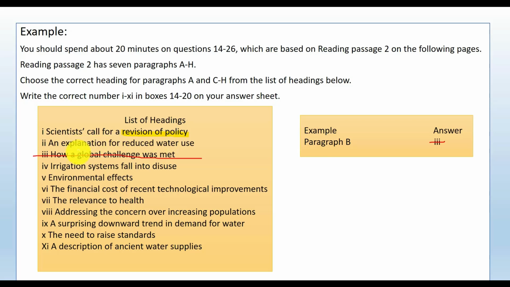Now let's go on to the second one, an explanation. Again, we have explanation for reduced water use. So this is our narrower, reduced water use. Irrigation systems fall into this use. Environmental effects, that's short, and I take the whole of it.